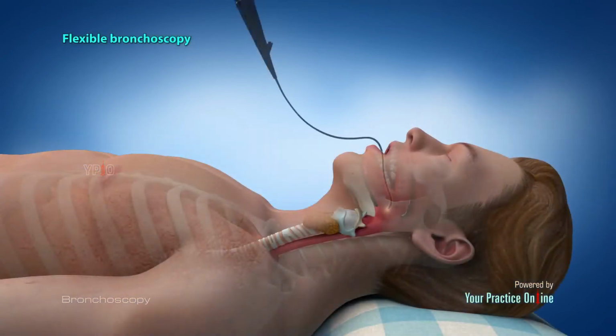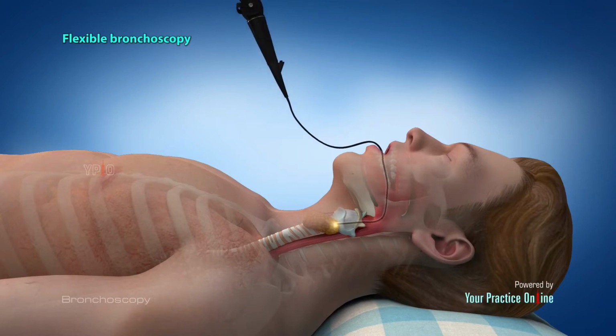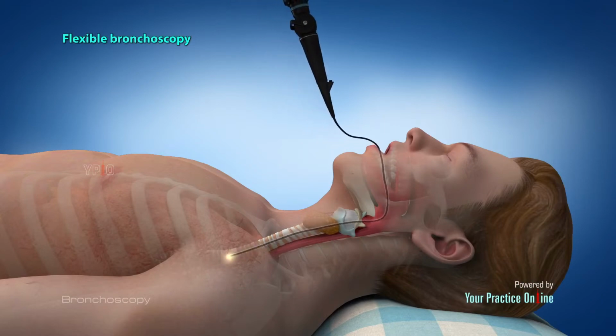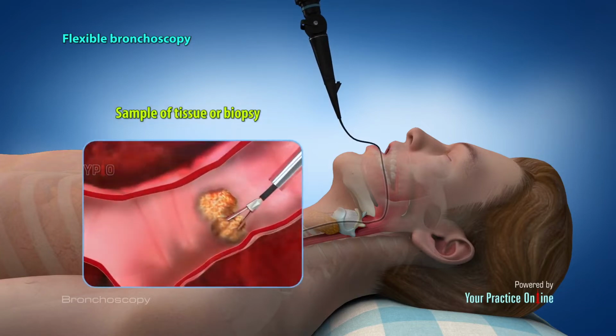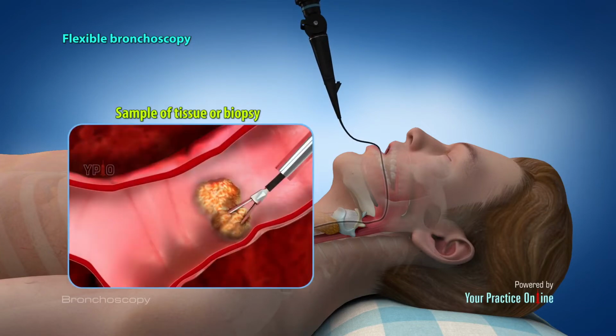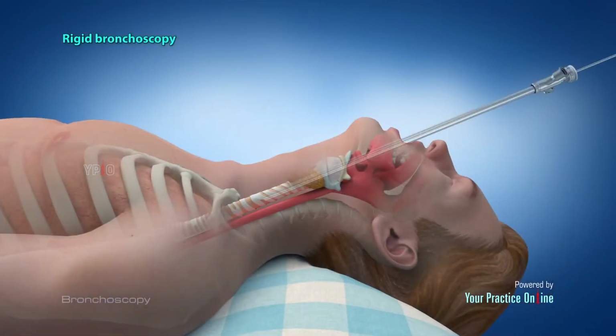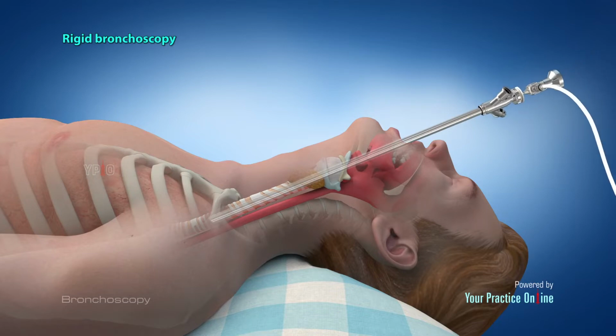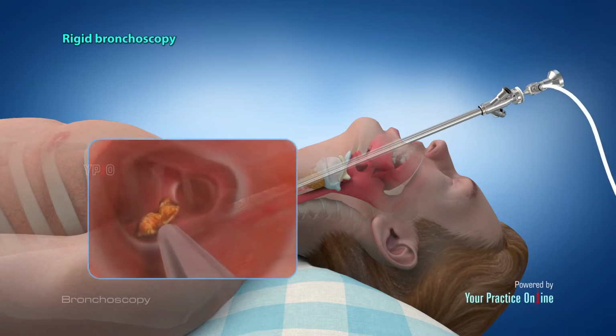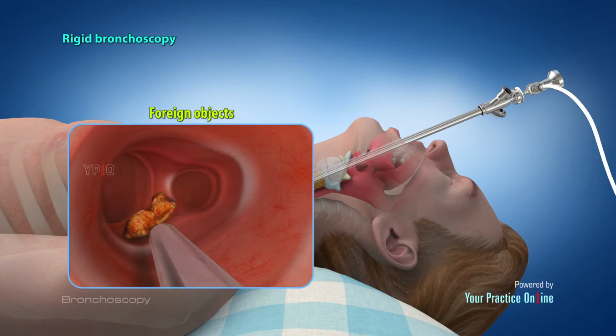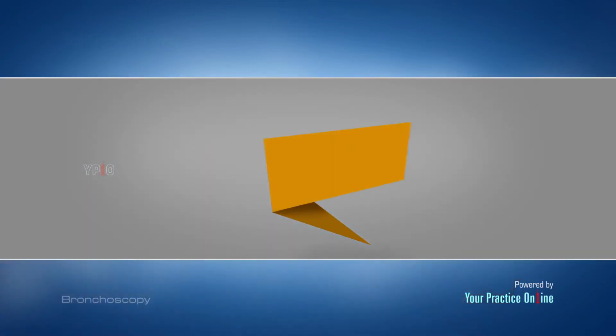Flexible bronchoscopy uses a long, thin, flexible, lighted tube that can access the small airway branches. A sample of tissue or a biopsy may be obtained through the bronchoscope for laboratory study. Rigid bronchoscopy involves the use of a rigid, straight, hollow metal tube. Rigid bronchoscopy is indicated when the airway is obstructed by blood or foreign objects.